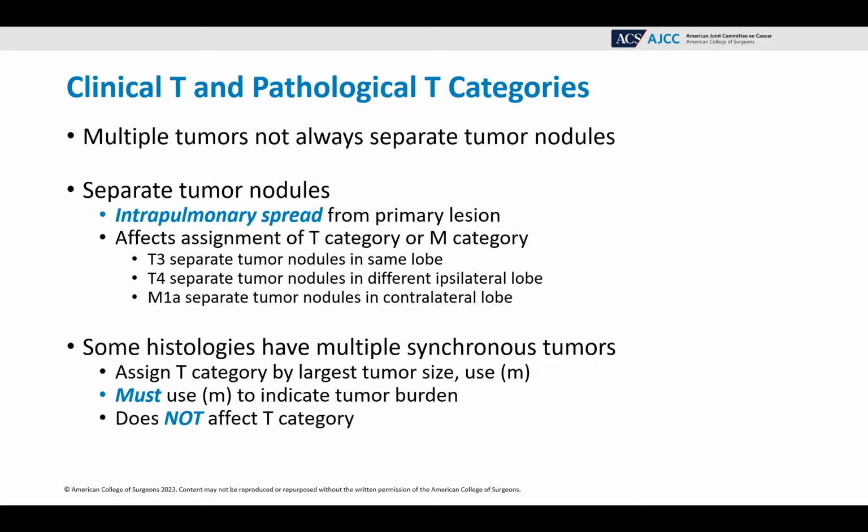Now, some histologies have multiple synchronous tumors as part of just the way they act. So you would assign the T category by the largest tumor size, and use the parentheses M for the T category suffix. You must use that parentheses M to indicate the tumor burden for that patient, which is different from a patient who only has one tumor. This does not affect the assignment of the T category.